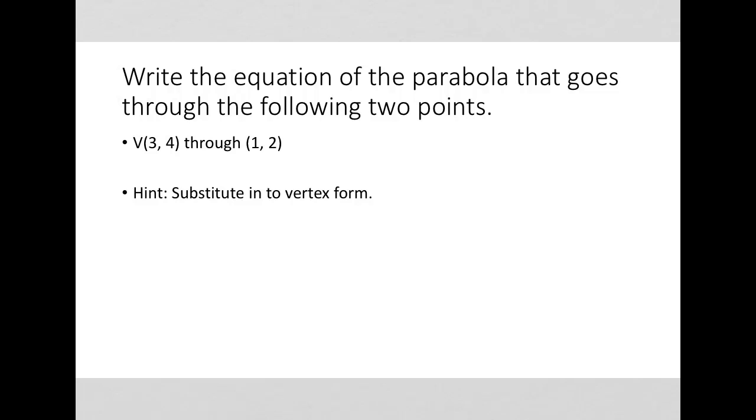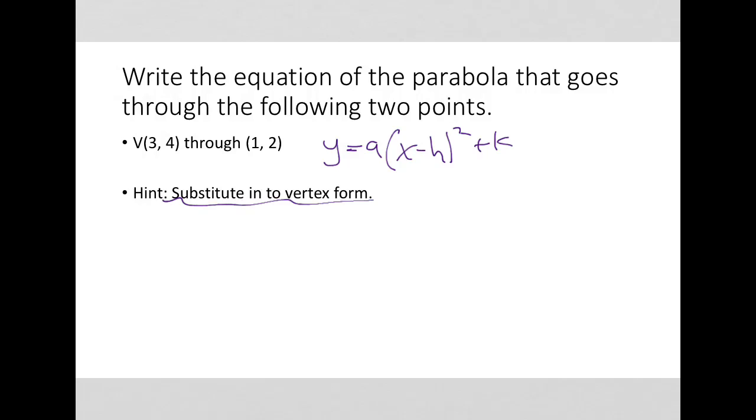So we want to write the equation of the parabola that goes through that vertex and also that point. This is a lot like the warm-up problem we did. We need to remember vertex form, which is y equals a times x minus h squared plus k. And at this point, we just need to do that hint, substitute into vertex form.